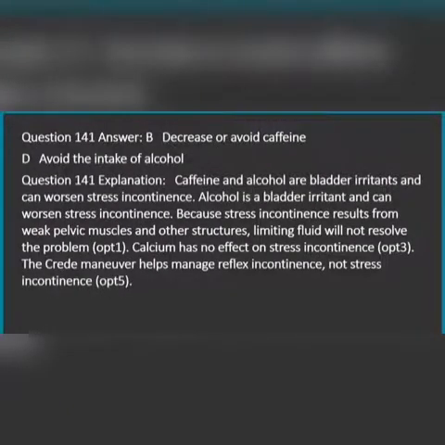Question 141. Answer: B. Decrease or avoid caffeine. D. Avoid the intake of alcohol. Explanation: Caffeine and alcohol are bladder irritants and can worsen stress incontinence. Because stress incontinence results from weak pelvic muscles and other structures, limiting fluid will not resolve the problem. Option 1. Calcium has no effect on stress incontinence. Option 3. The Credé maneuver helps manage reflex incontinence, not stress incontinence.